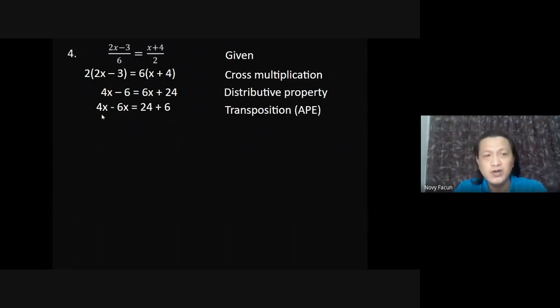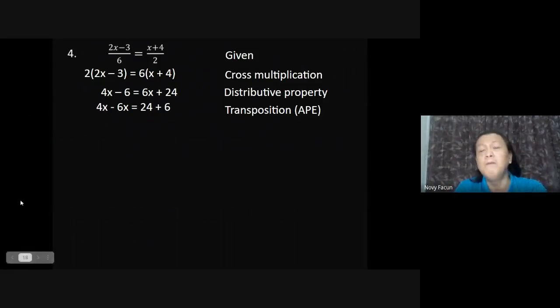Kaya tignan nyo to, no? 4x minus 6x equals 24 plus 6. From here, nagbago siya ng sign or nag-reverse siya. Kaya negative 6 naging positive siya. Yung 6x, this is positive, naging negative 6x. Kasi nga, tinranspose mo siya or nilipat mo ng side.